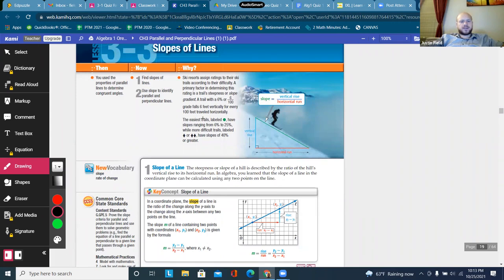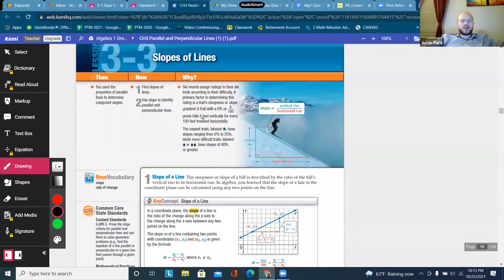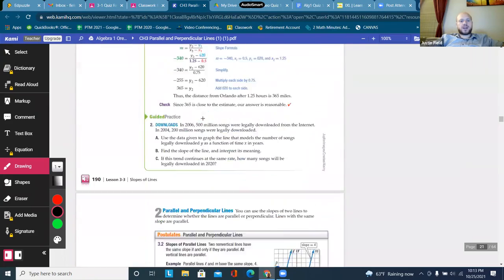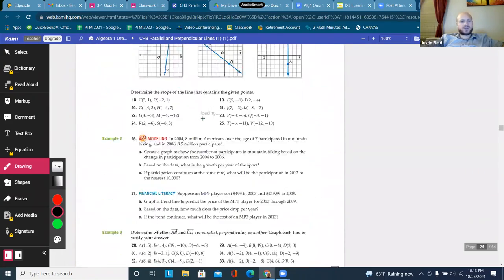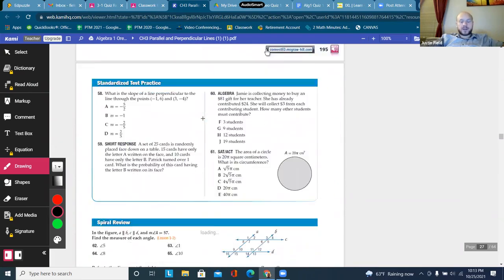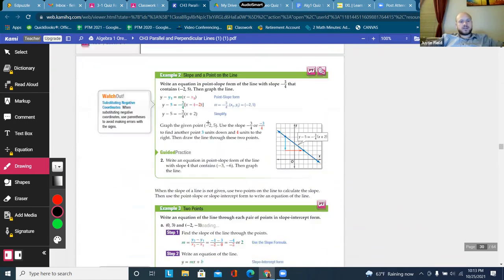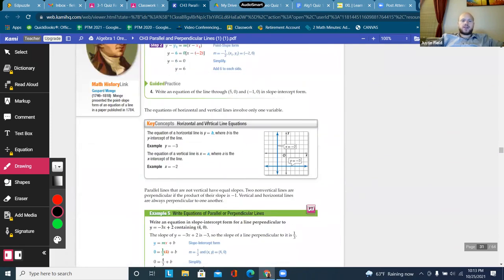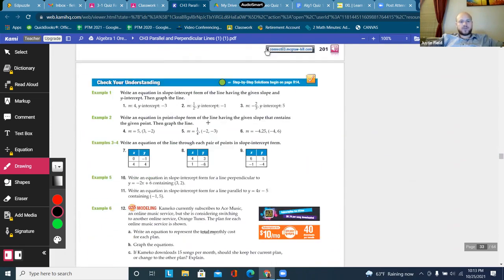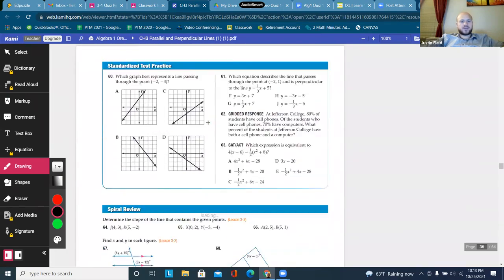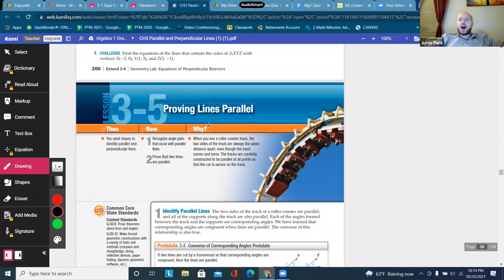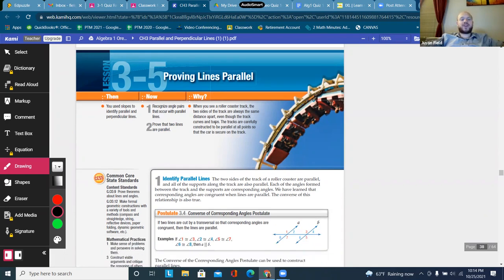Slopes of lines. Didn't we do that? Okay, so I know I said 3-3 at the beginning. We're not going to do 3-3. We are going to skip 3-3. So if you see your friend doing 3-3, then you know that they didn't watch this video. Equations of lines now. We did that. I'm not going to do 3-4. So 3-2 and 3-5, that is what this video is going to cover.